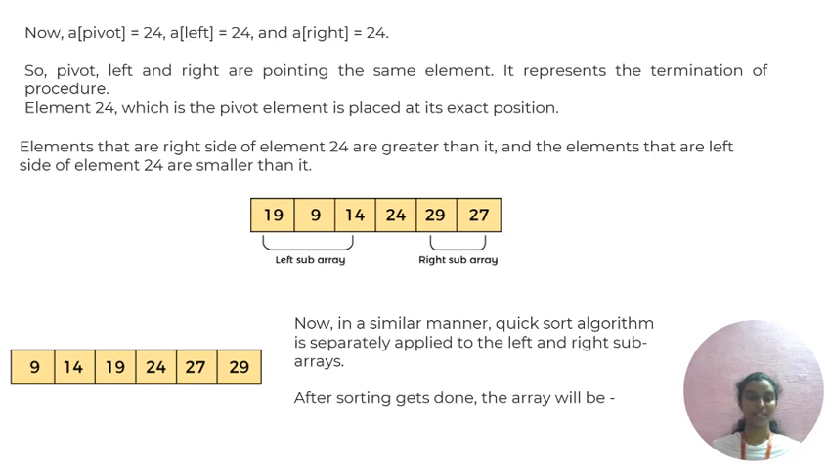Now in a similar manner, the quicksort algorithm is separately applied to the left subarray and also to the right subarray. After sorting is done, the array will look like 9, 14, 19, 24, 27 and 29. This is how the given array is completely sorted. The quicksort algorithm is one of the best algorithms for sorting.